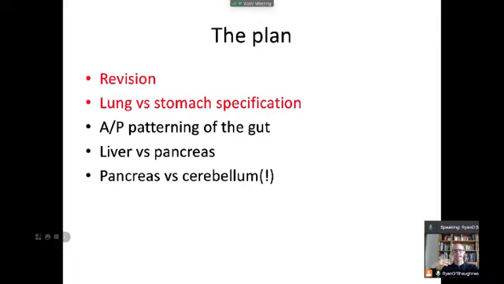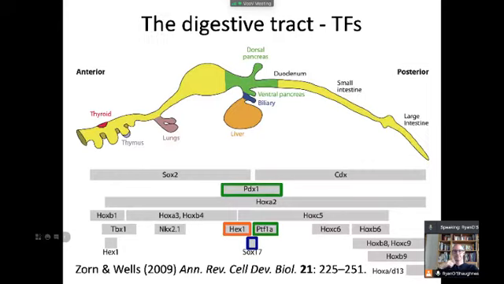So let's look at the anterior-posterior patterning of the gut and how this relates to the production of different endodermal tissues across the body plan. So here is a schematic of the digestive tract and some of the endodermal tissues that get produced along its length. So we have here the thyroid, the thymus, the lungs, the pancreas and the liver.